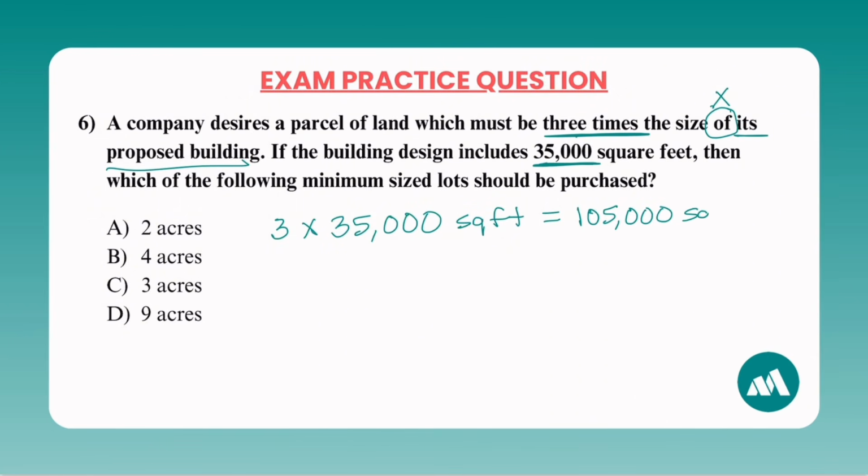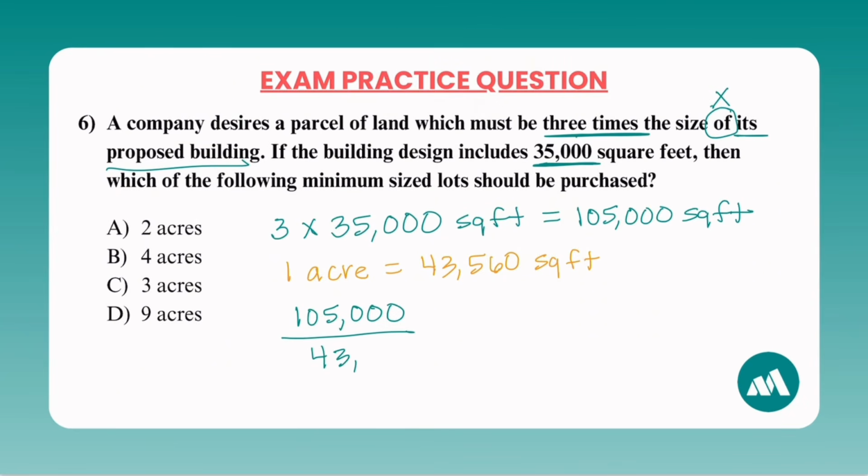105,000 square feet. Now we remember from our real estate school that 1 acre equals 43,560 square feet. So we have to take 105,000 square feet and divide it by 43,560 square feet to convert it into acres.